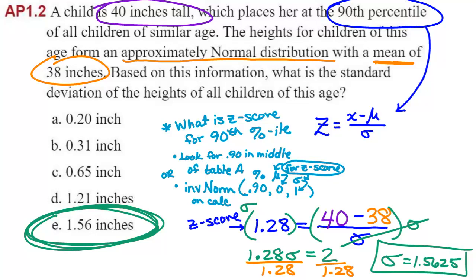Okay, so every time you're looking for the z-score and you're using the inverse norm, the mean will be 0 and the standard deviation 1? Yes, if you're looking for a z-score. Absolutely correct.